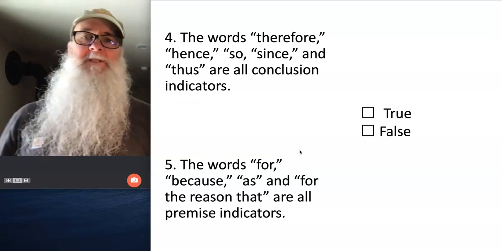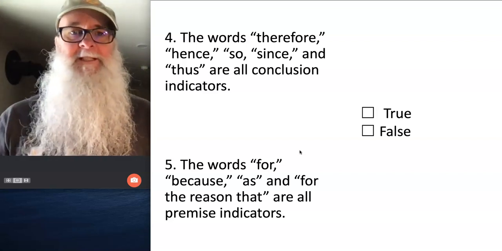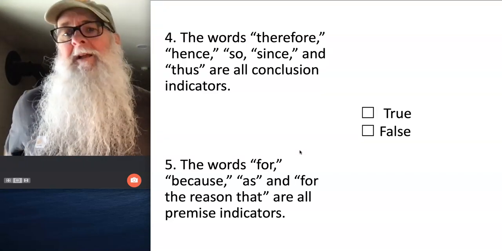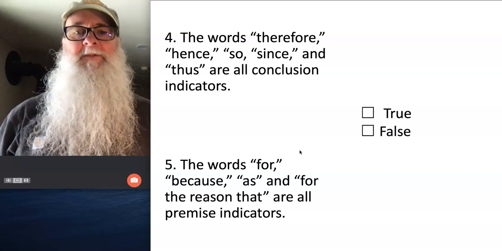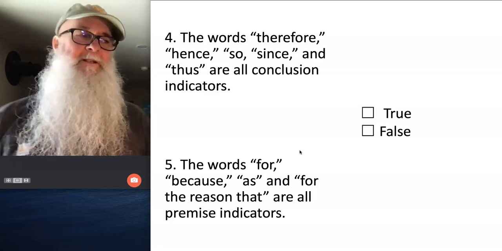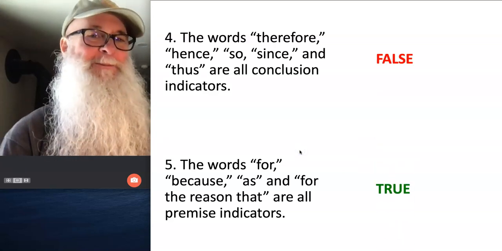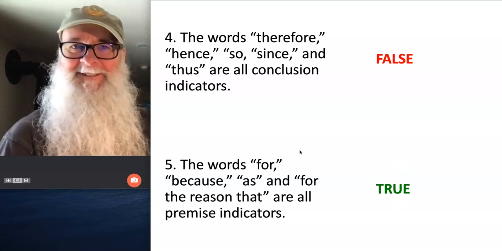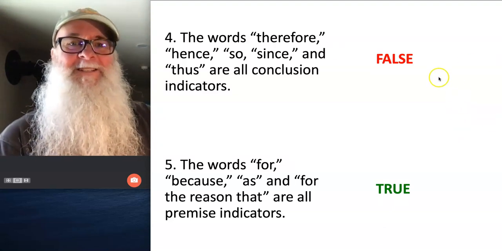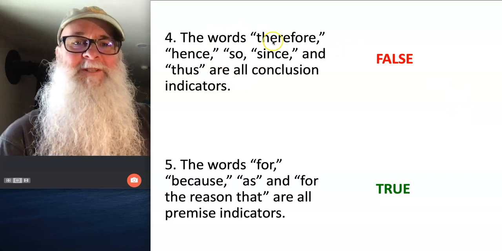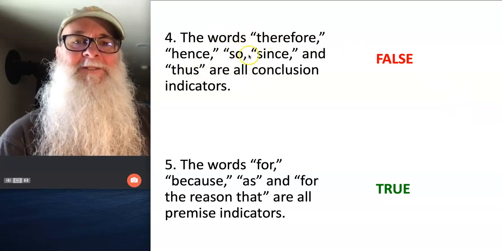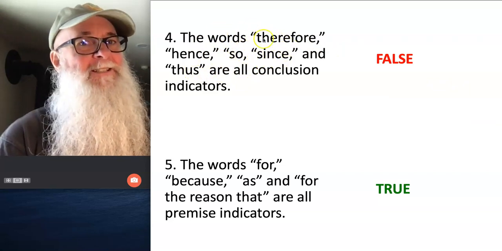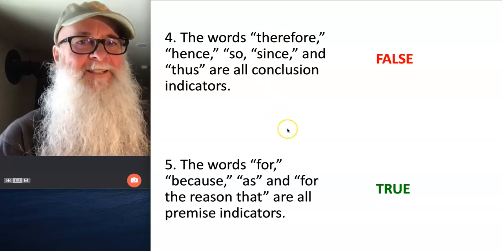Number 4, the words therefore, hence, so, since, and thus are all conclusion indicators. The words for, because, as, for the reason that are all premise indicators. I wonder if you got tripped up on this one. Number 4 is false. Can you see why? Because it claims that all of these words are conclusion indicators, and since is a premise indicator.